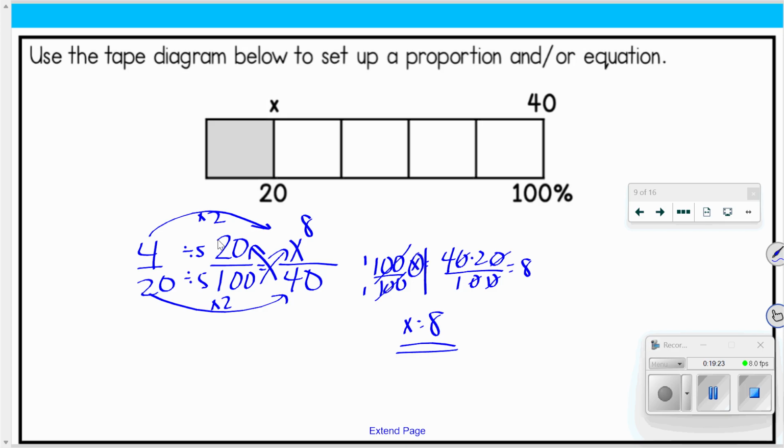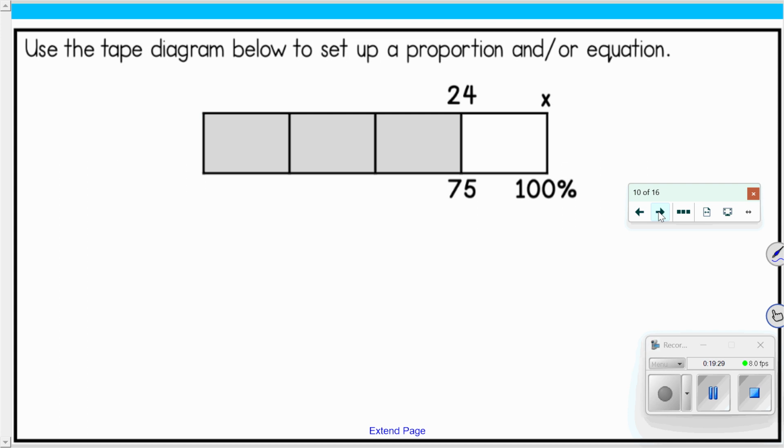Make sense? Questions? Did you guys already do the next one or do you need time? Raise your hand if you need time. Only one person? Raise your hand if you need time to do this. Okay, you guys have 1 minute. Go.